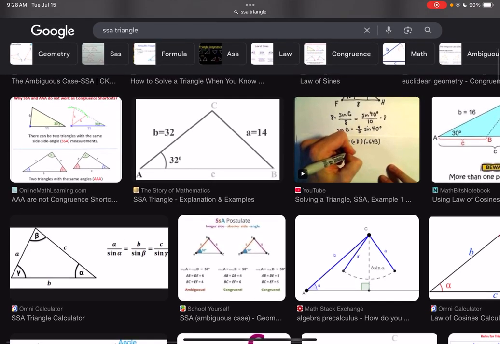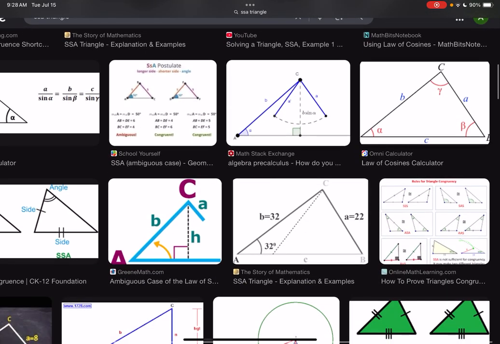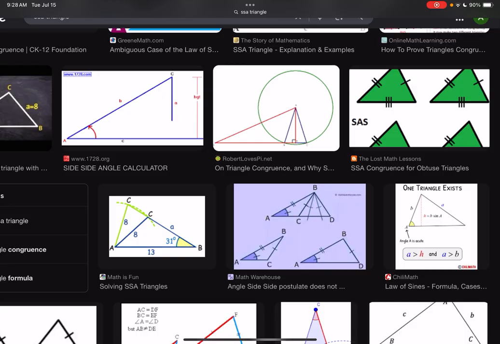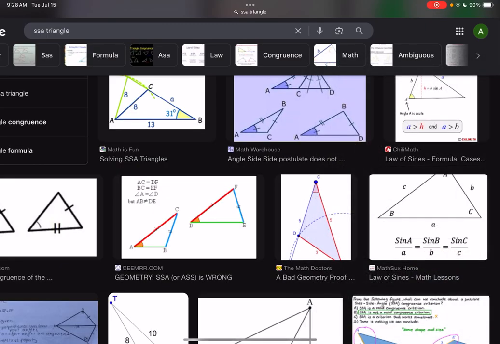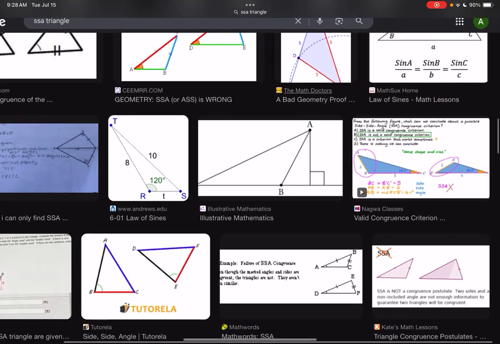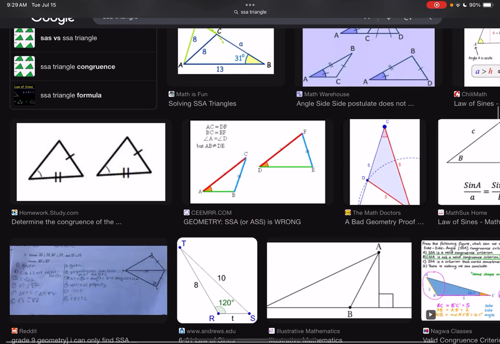So I want to show you something else as well. If we look through these, oh yeah, look right here. This one says one triangle exists, and it talks about the height. Like it's saying, if side A is actually bigger than the height, and side A is bigger than B, then you have this situation. My issue with that is that it's not always going to be side A. That's not always going to be the side that they're talking about. So I really do not like that explanation at all.